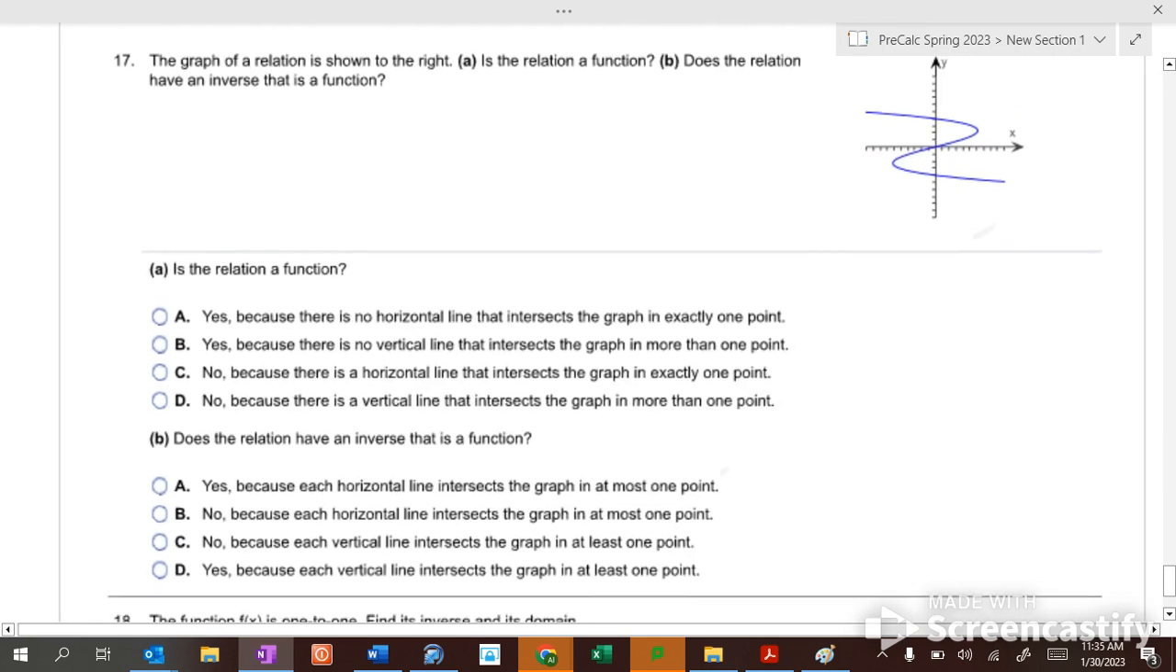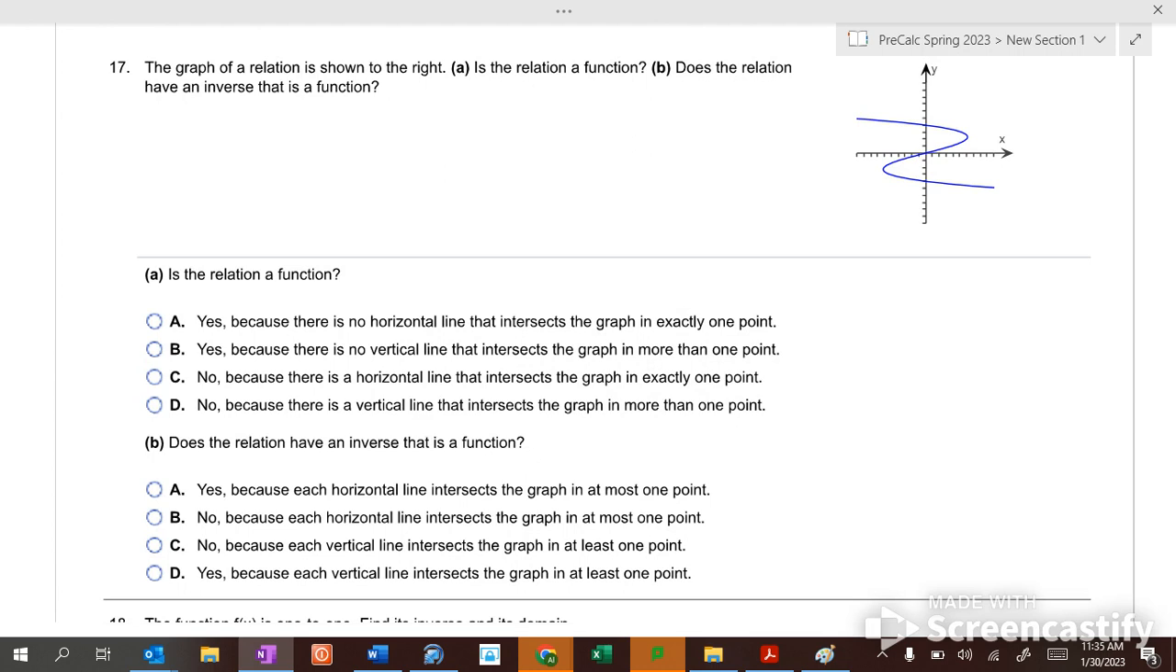All right. Is this relation a function? Does it pass the vertical line test? No, because the vertical line. Does it have an inverse? Does it pass the horizontal line test? Yes.